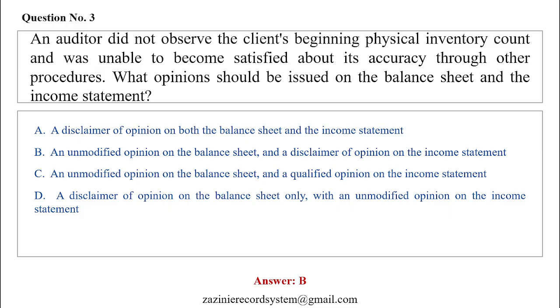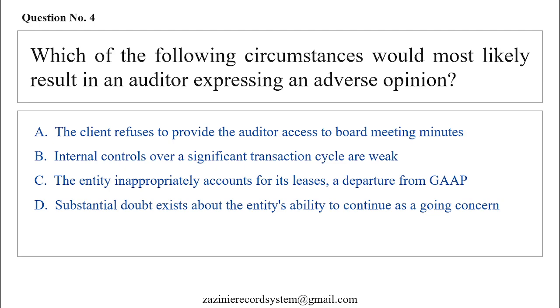Question number 4. Which of the following circumstances would most likely result in an auditor expressing an adverse opinion? Letter A. The client refuses to provide the auditor access to board meeting minutes. Letter B. Internal controls over a significant transaction cycle are weak. Letter C. The entity inappropriately accounts for its leases, a departure from GAAP.